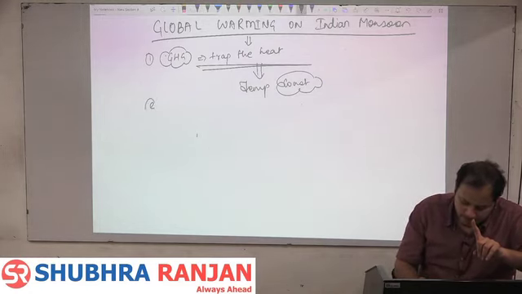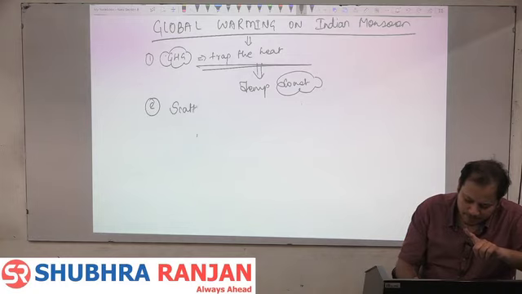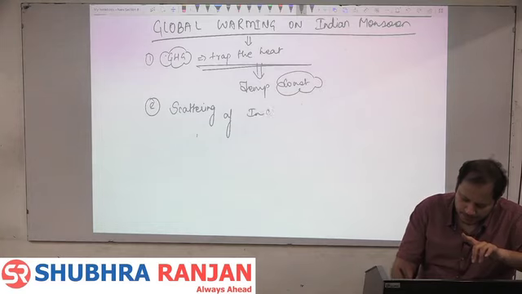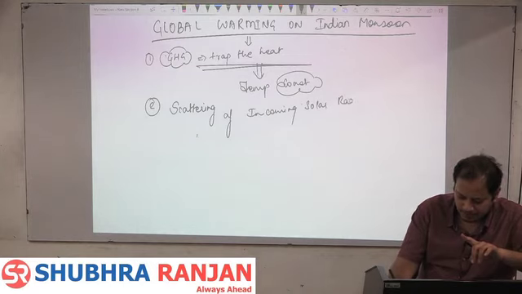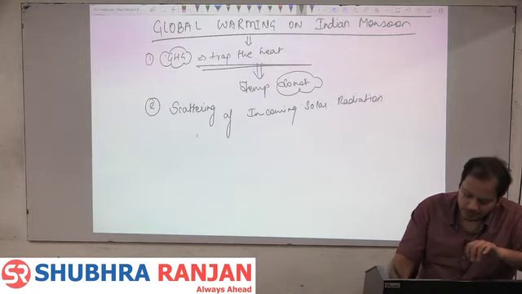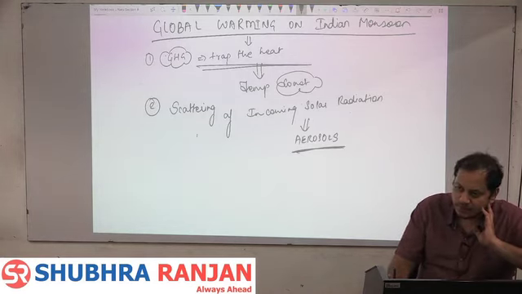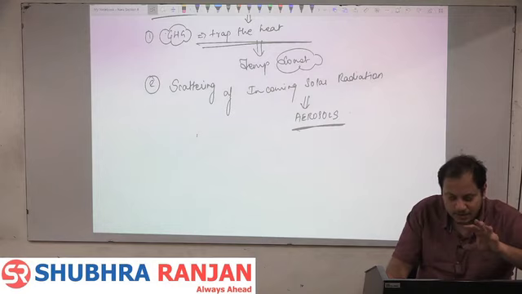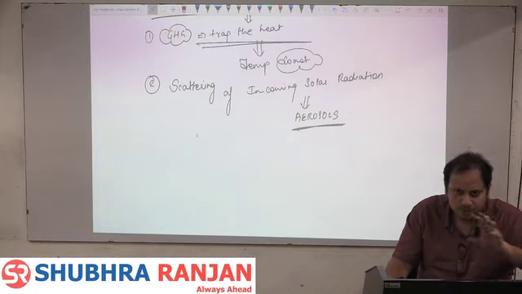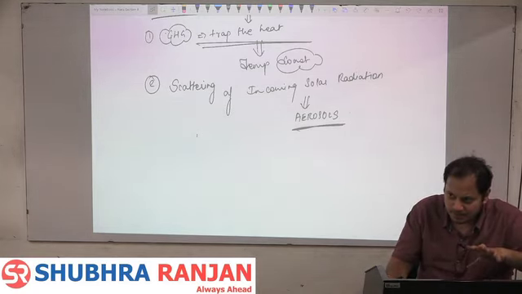Second impact of the global warming is scattering of incoming solar radiations. Why? Because of aerosols. Global warming, remember, is associated with greenhouse gas emissions. Global warming is associated with industries and vehicular emissions, and along with it, its cousin is pollution. Pollution means aerosols. Aerosols means more scattering. More scattering means more which light? Yellow light or blue light?